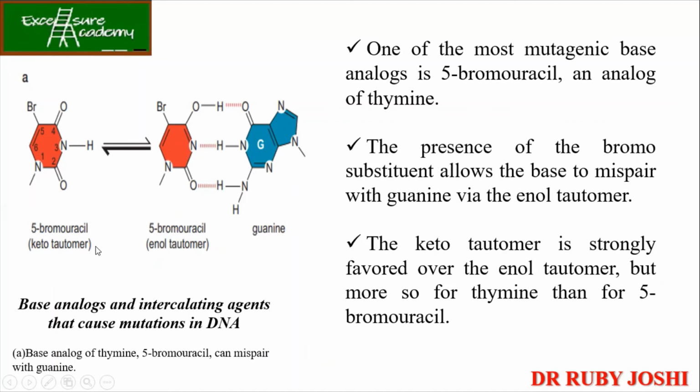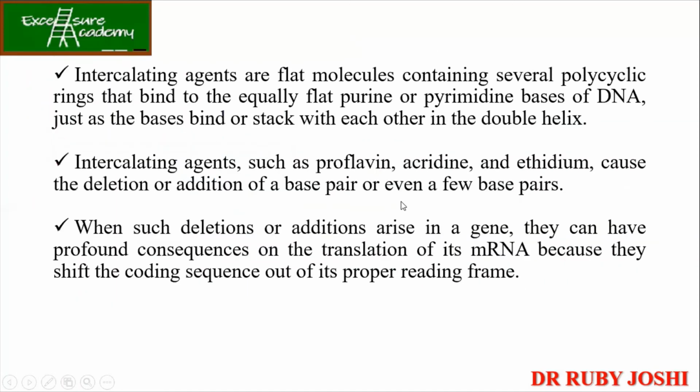So now just remember 5-bromouracil, it is an analog of thymine. The presence of the bromo substituent allows the base to mispair with guanine via an enol tautomer. So wherever you have this double bond O, it becomes an enol, keto tautomer. This is how it is able to make three hydrogen bonds with guanine, resulting in the mismatch in the DNA.